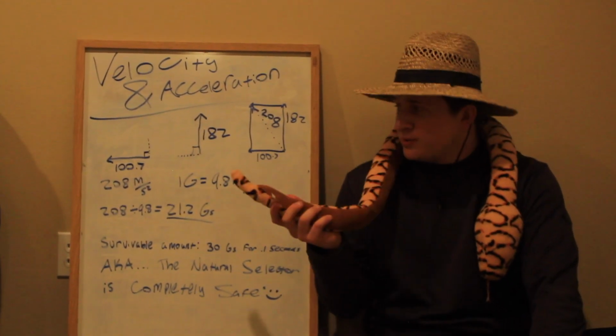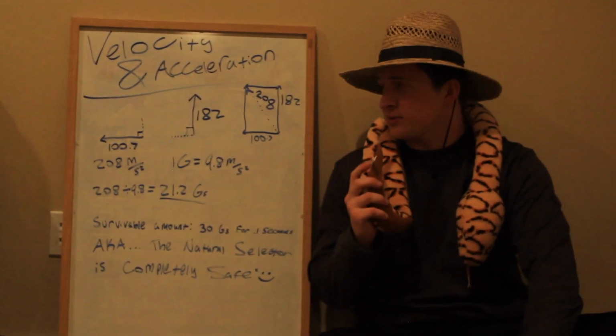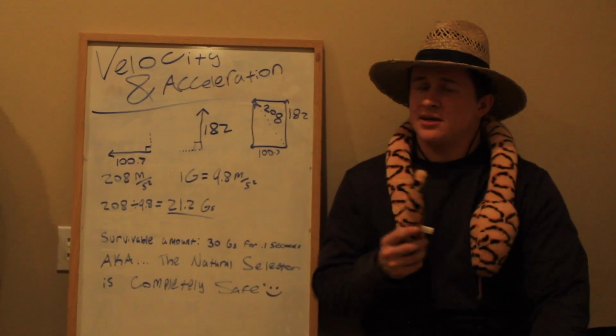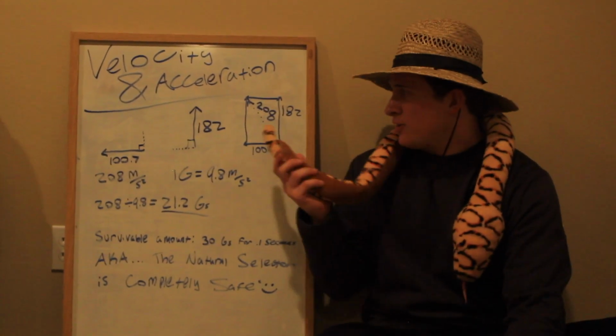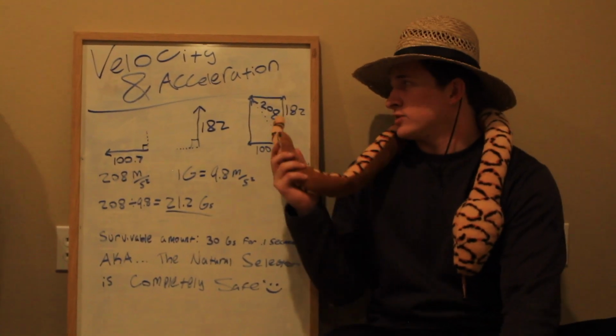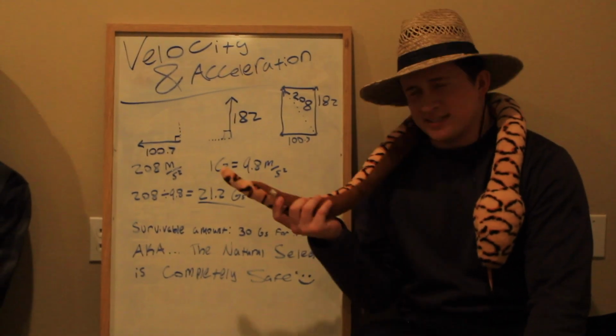Thanks, Mike. So we found that the horizontal acceleration was 100.7 meters per second squared, and the vertical acceleration was 182 meters per second squared. But what does that actually mean? Well, we found the vector to find that overall acceleration was 208 meters per second squared using the Pythagorean theorem. So what does that mean?